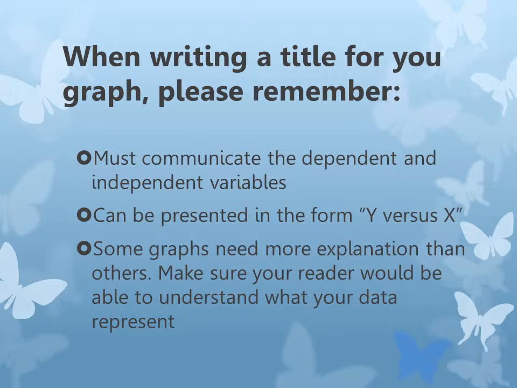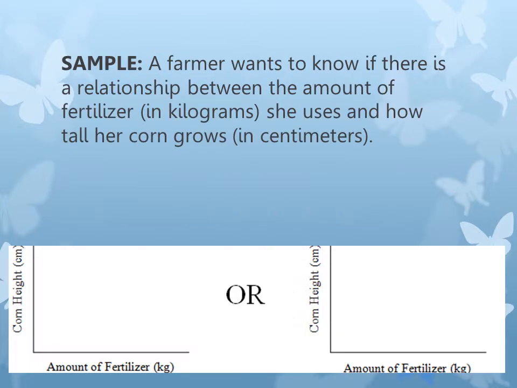So when you're creating a title for your graph, make sure that you communicate the dependent and independent variables. It could be presented in the form of y versus x, so the y-axis versus the x-axis. That's the easiest way to do it, and some people do that every single time just to make their lives easier. Some graphs need more explanation than that, so make sure your reader would be able to understand what your data represents.